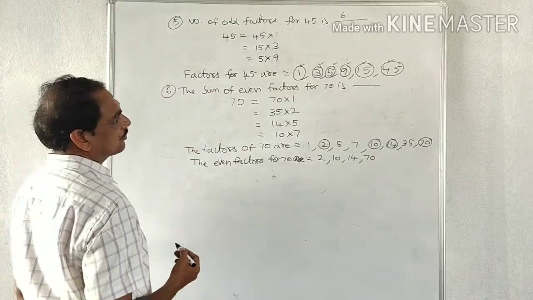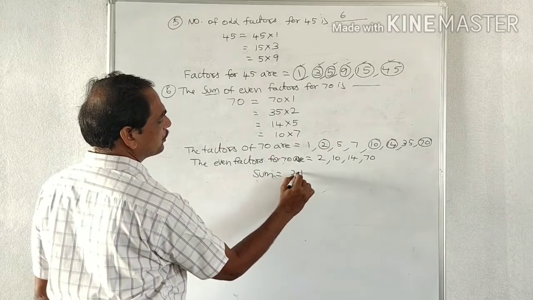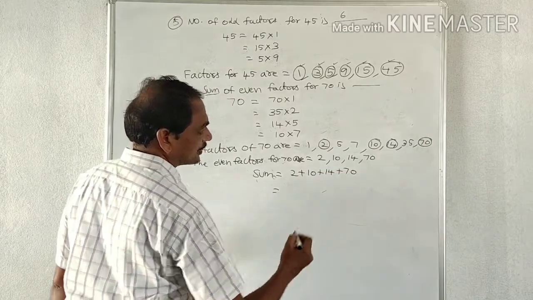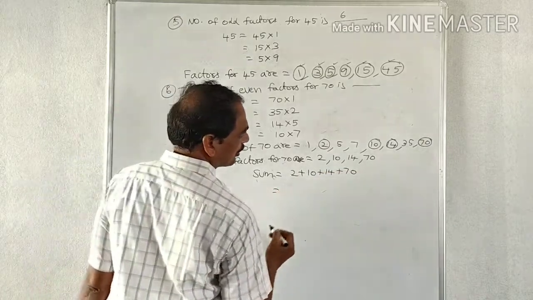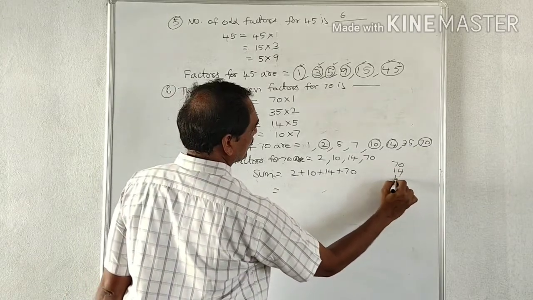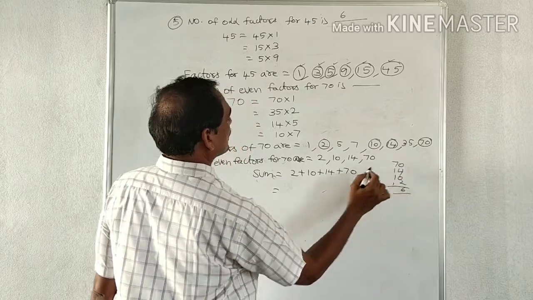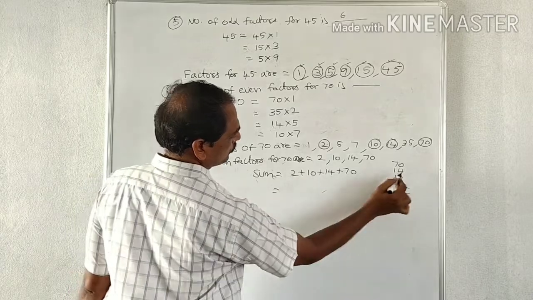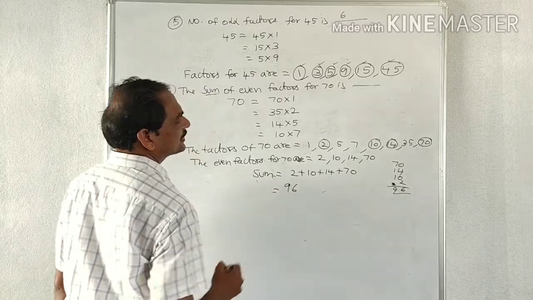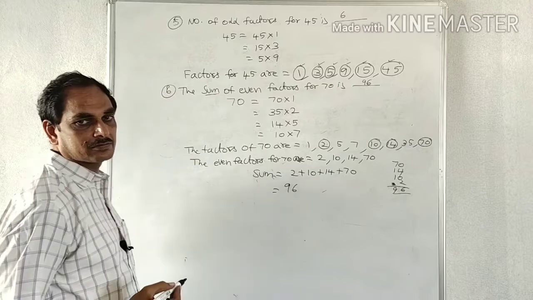But here we have to find the sum. So their sum is equal to 2 plus 10 plus 14 plus 70. That is equal to 2 plus 10, 12. 12 plus 14 is 26, plus 70 is 96. So the sum of even factors for 70 is 96.